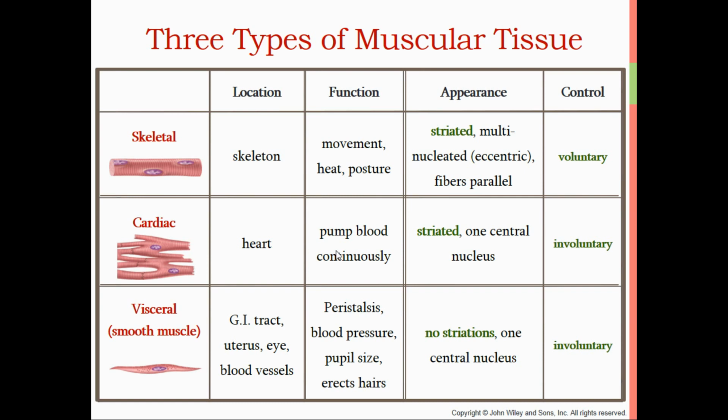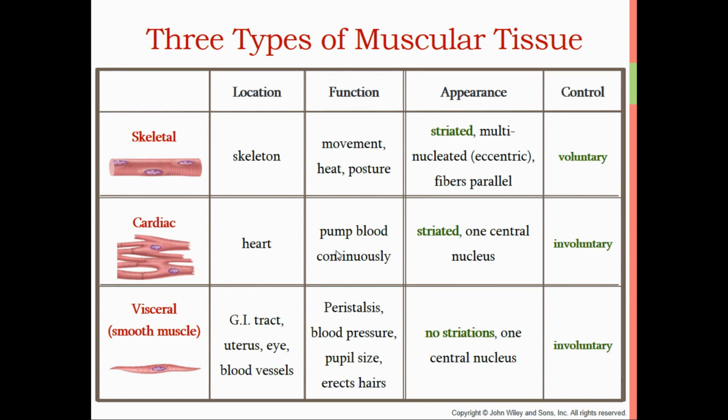And then visceral or smooth muscle, we find them in hollow organs. So in your GI tract, the uterus, and in your eye, not around your eye, but in your eye, that help change the size of your pupil, for example. And we also find these in blood vessels, helping move blood through your cardiovascular system. They will function by peristalsis. They help maintain blood pressure, change your pupil size, as I just said, and they will also cause your hairs to stand up.